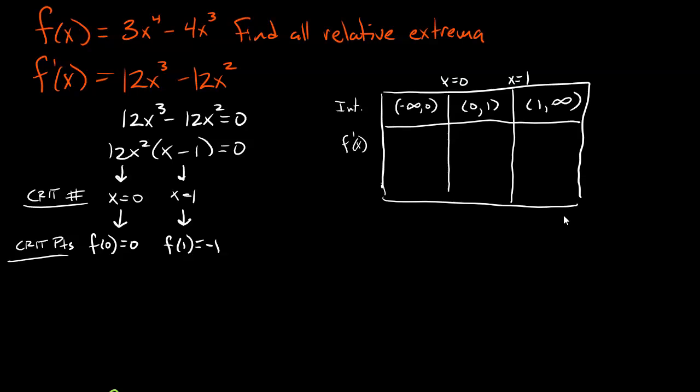My second section in the box is going to be for my test numbers. So I need to test a number from negative infinity to 0. So I would test negative 1. And negative 1 would give me an answer of negative 12 minus 12, so negative 24. This is a decreasing section.